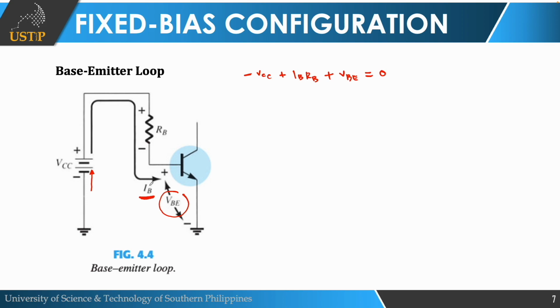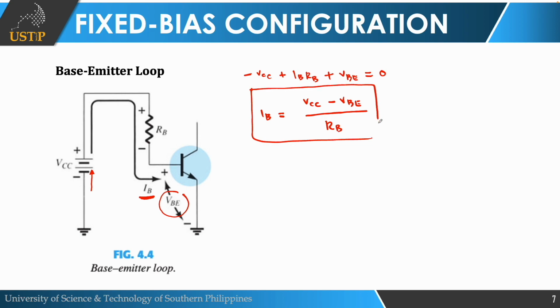Now we want to get the expression of our IB because this is the only unknown value for our circuit. So we have IB equivalent to VCC minus VBE all over RB. Okay, so this is now our expression for IB. Now, you don't need to memorize this, because all you have to do is analyze the circuit in its most basic approach, and you can get the expression of IB. So that's for the base emitter loop.